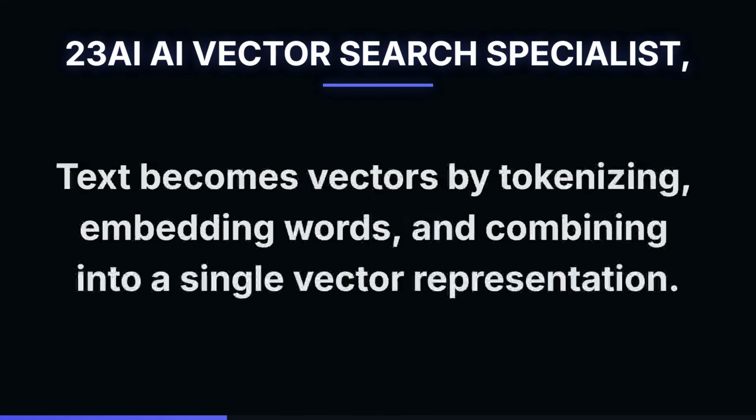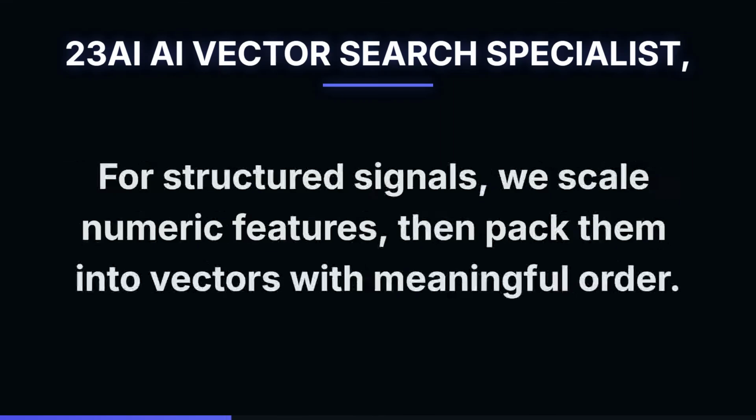Text becomes vectors by tokenizing, embedding words, and combining into a single vector representation. For images, we extract features with a model, then convert those features into numeric vectors for storage. For structured signals, we scale numeric features, then pack them into vectors with meaningful order.